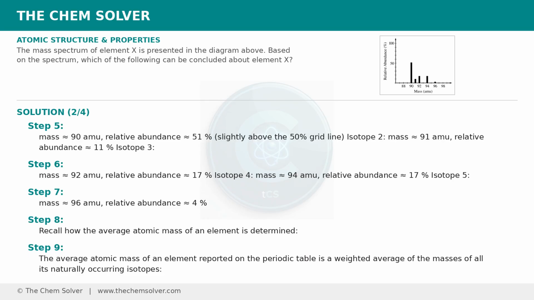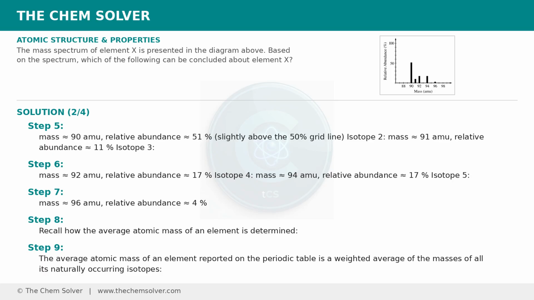Isotope 3. Mass approximately 92 AMU, relative abundance approximately 17%. Isotope 4. Mass approximately 94 AMU, relative abundance approximately 17%. Isotope 5. Mass approximately 96 AMU, relative abundance approximately 4%.